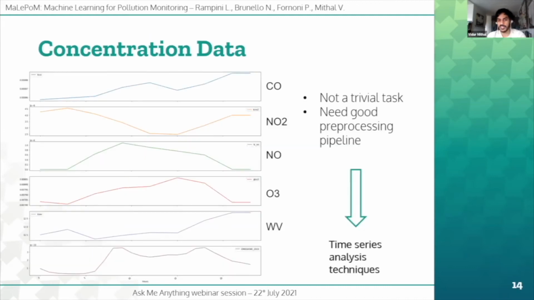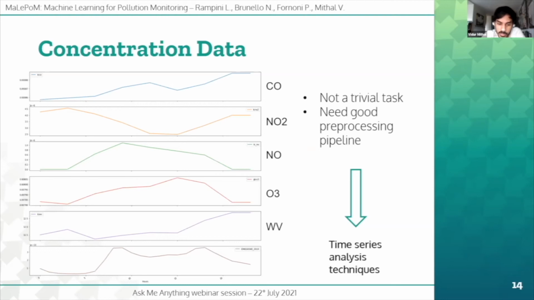Another data set that we consider is the concentrations of various species in the atmosphere. Our aim is to predict NO2 emissions. For that, we also look at species concentrations in the atmosphere, and we look at these 5 species in particular: carbon monoxide, NO2, NO, ozone, and water vapor.